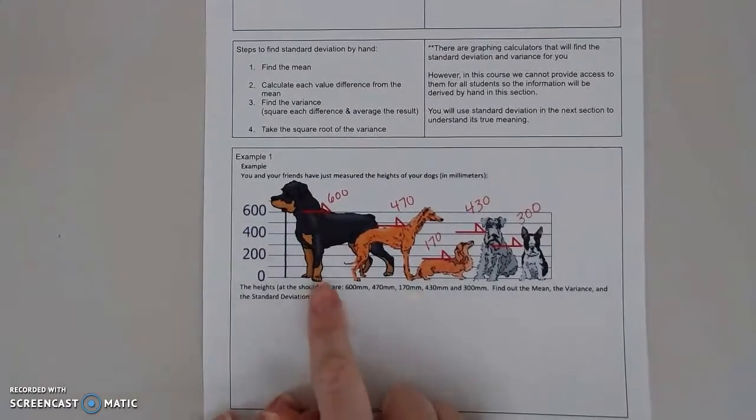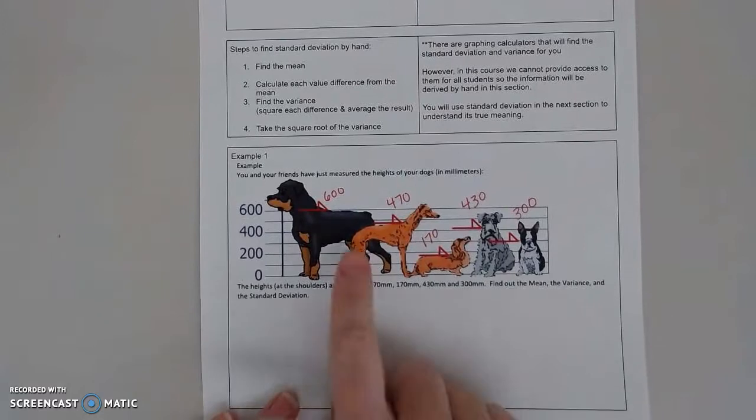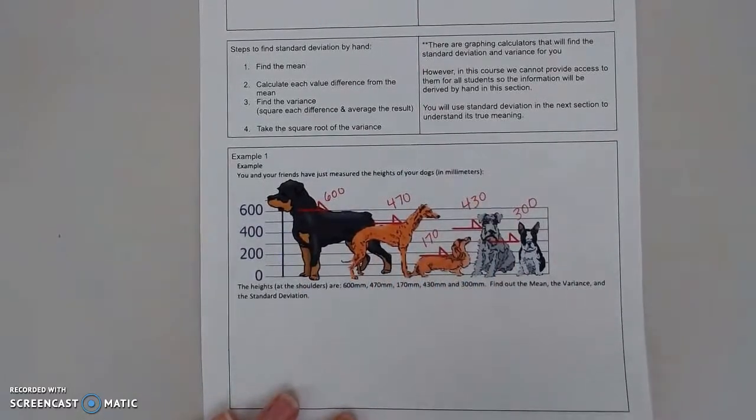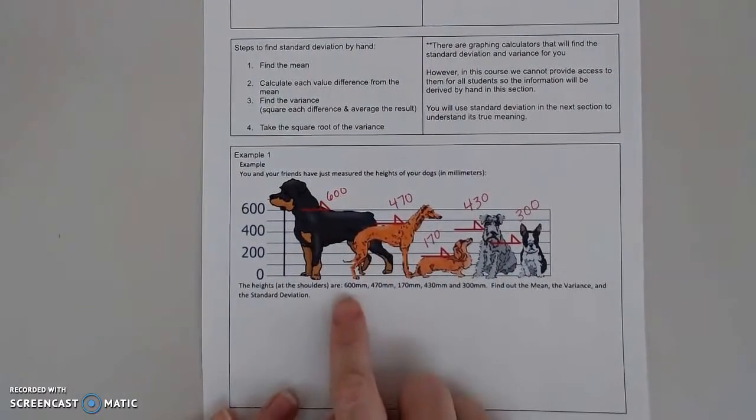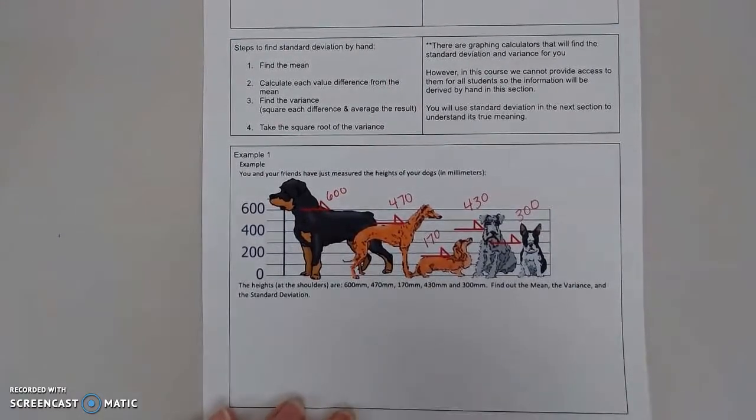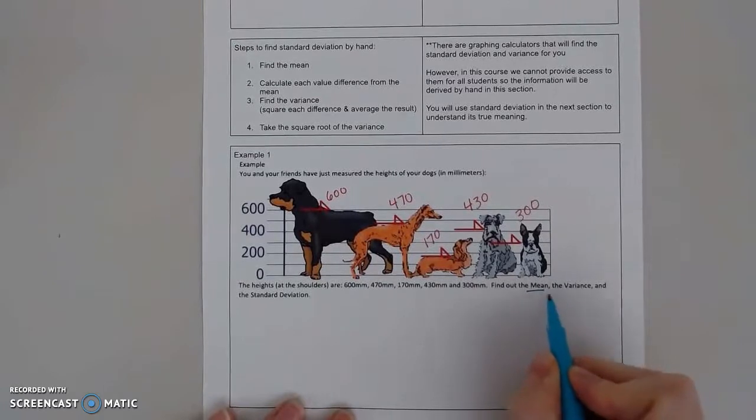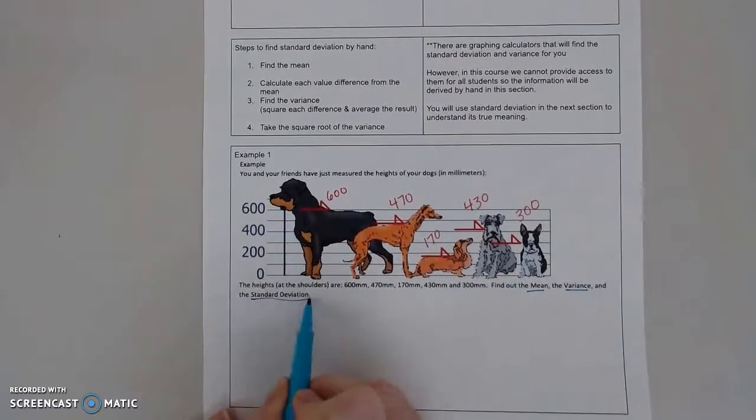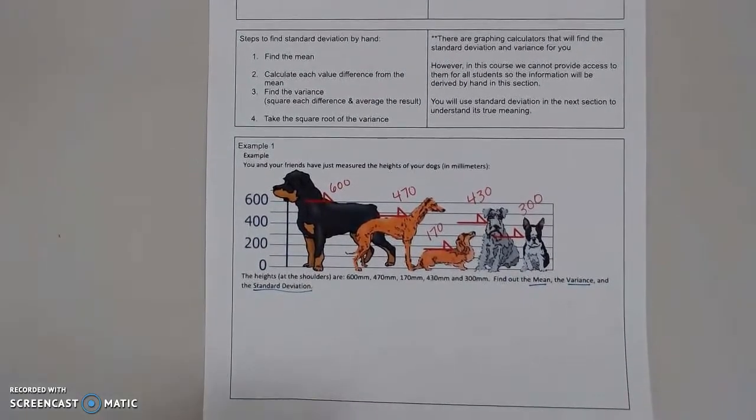So, example number 1, we have these dogs and they tell you the height. I just went ahead and labeled them because I like the visual representation, but they tell you 600, 470, 170, 430, and 300. We need to find the mean, which is the average, the variance, and the standard deviation. We're not going to use the information in this section, we're just going to find it.